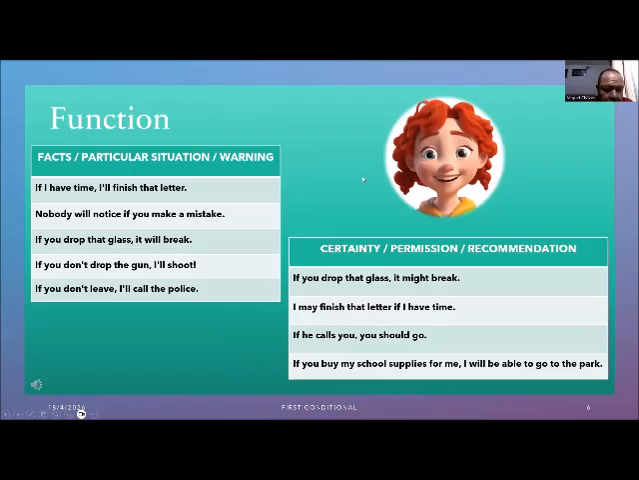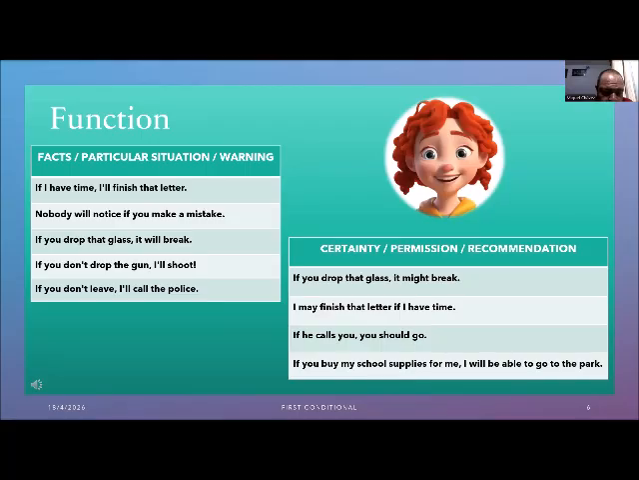The first conditional refers to a possible condition and its probable result. These sentences are based on facts and they are used to make statements about the real world and about particular situations. We often use such sentences to give warnings. In first conditional sentences, the time is the present or future and the situation is real.